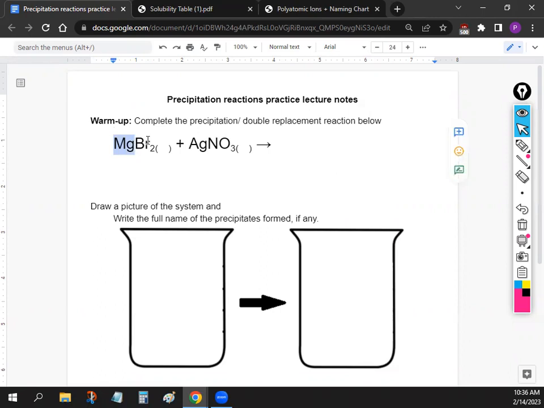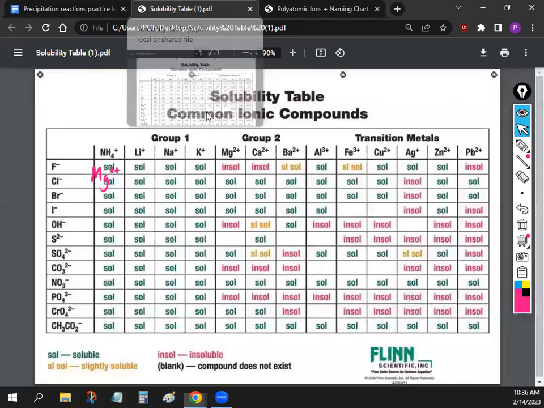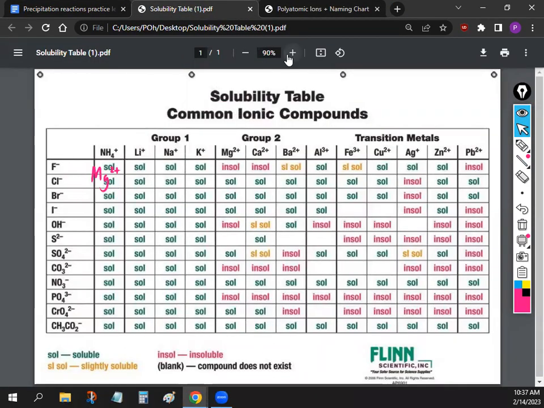Okay, if we take a look at MgBr2, we just want to break this down into the positive, the cation, and the negative, the anion. The solubility table is an easy way to break it down. So what's the positive ion that comes out of MgBr2? Yeah, Mg positive 2. You should automatically be able to see that it is Mg plus 2, and if you need help, you can check the solubility table. You see Mg positive 2 right here.